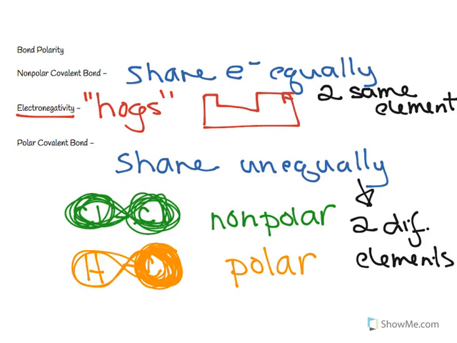An important exception to that is going to be carbon to hydrogen. Carbon to hydrogen, even though they are not the same element, because hydrogen is so small, the electronegativity values sort of balance each other out. And actual data tells us that carbon-hydrogen bonds are in fact nonpolar covalent.